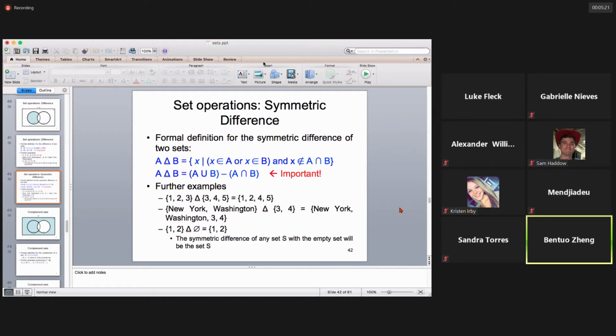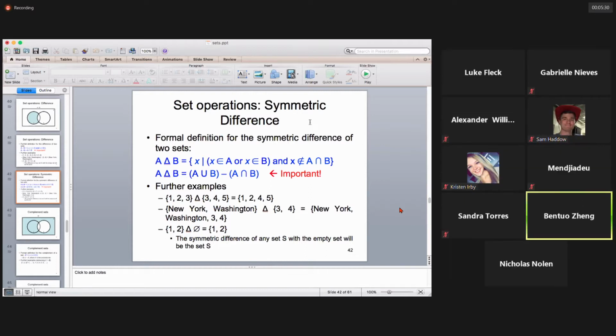All right, so today let's continue our lecture about sets. Last time we talked about several set operations: the union of two sets, the intersection of two sets, and the difference of two sets. Today we're going to talk about another operation. This is called symmetric difference.